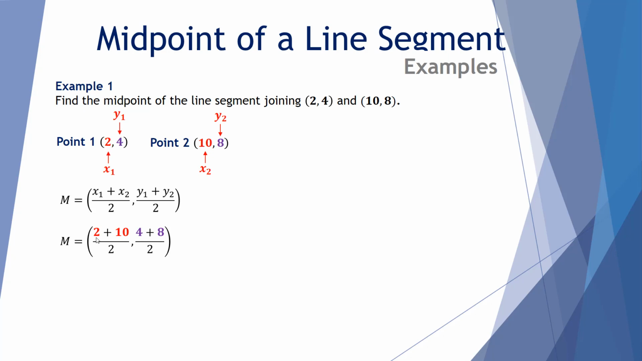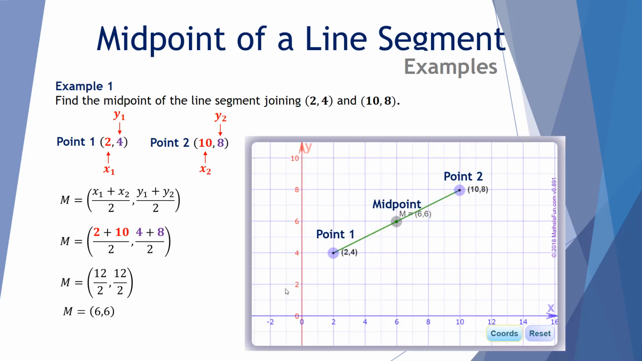x1 is 2 and x2 is 10. We substitute them in. And y1 is 4 and y2 is 8. We substitute those values in. So 2 plus 10 gives me 12. And 4 plus 8 gives me 12. They're both then divided by 2, which gives me the coordinates of 6, 6. That is our midpoint. Let's look at that graphically.